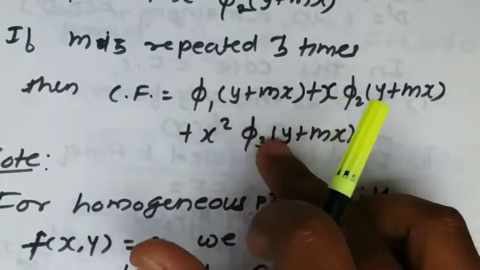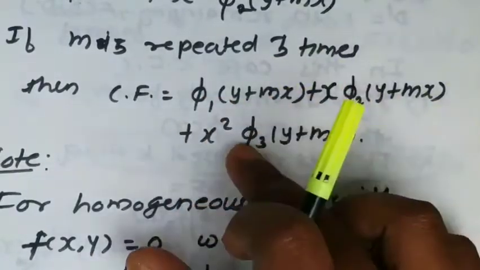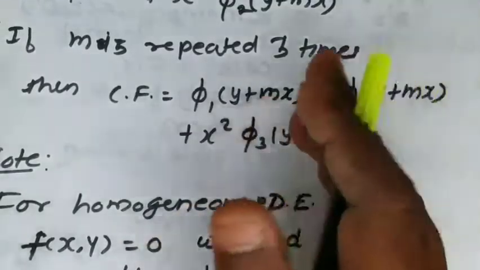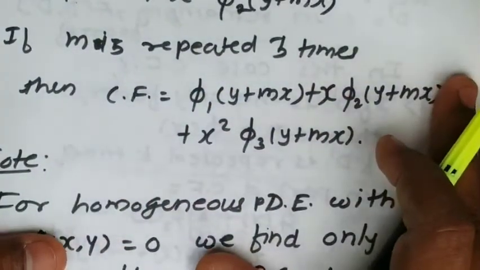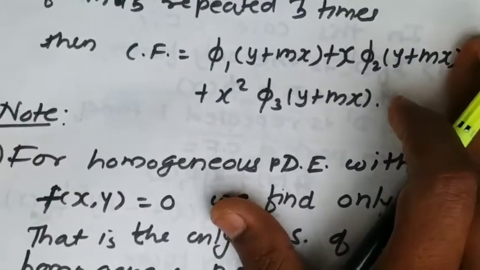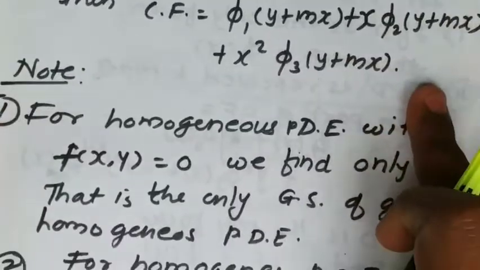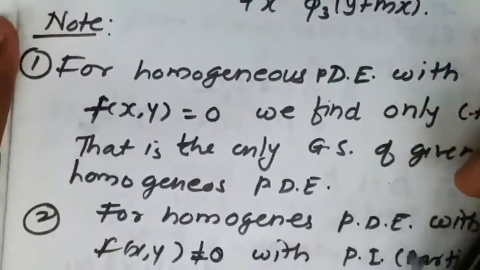Okay, total 3 roots, therefore 3 functions, and in the coefficient we have up to x square. We are just going to multiply the functions by x raised to 0, x raised to 1 and x raised to 2, not x raised to 3. Okay, so this is how we can write the CF when the root is repeated. Well, when we do examples, you will get all these things clear.